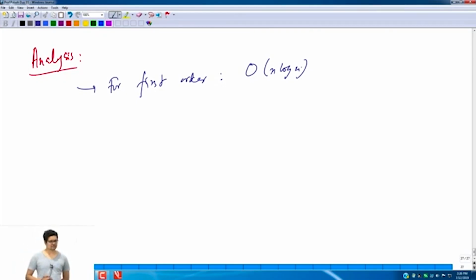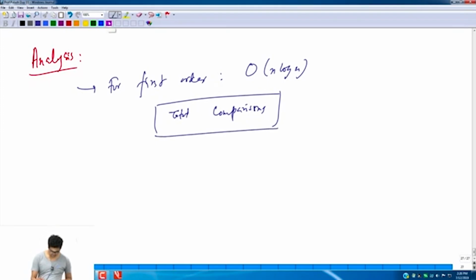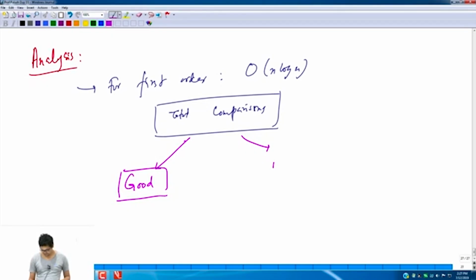For the second order onwards, let's divide the total comparisons into two categories. So here are the total comparisons, and you divide them into two parts. One I'm just calling good, another I'm calling bad. What is good and what is bad?